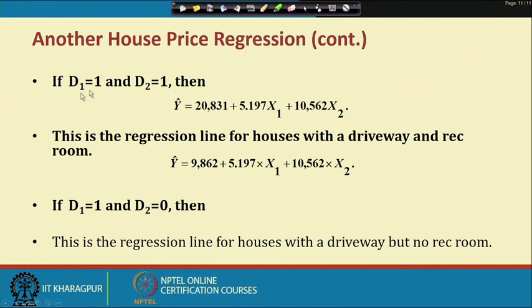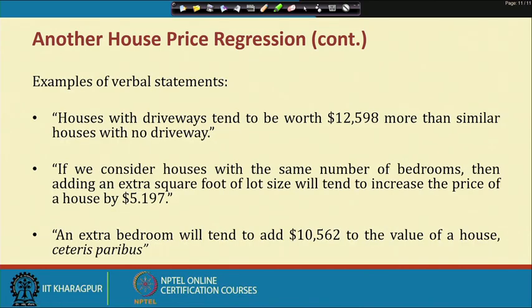Likewise, if d 1 equals 1 and d 2 equals 1, this is the price spec. If d 1 equals 0 and d 2 equals 1, then this is another price spec. If d 1 equals 1 and d 2 equals 0, then another price spec, and if both are 0, then there will be yet another price spec. So by using different dummies, we have different price specs, and that is the beauty of this technique: it gives some flexibility or diversity while predicting the housing price, and that too for attracting the builders or customers.